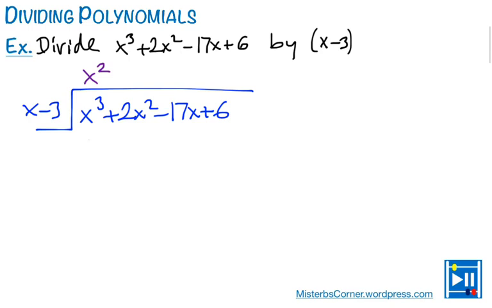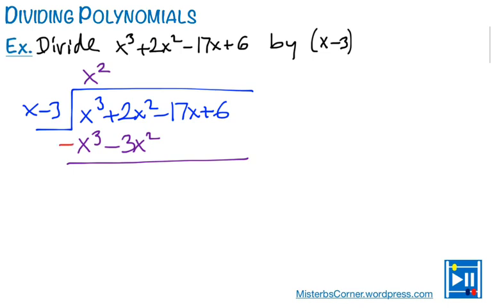So what's going to happen is x squared times x is x cubed. X squared times minus 3 is minus 3x squared. Now, remember in long division we were always subtracting. So I want to keep on with subtraction. So I'll just change the signs.